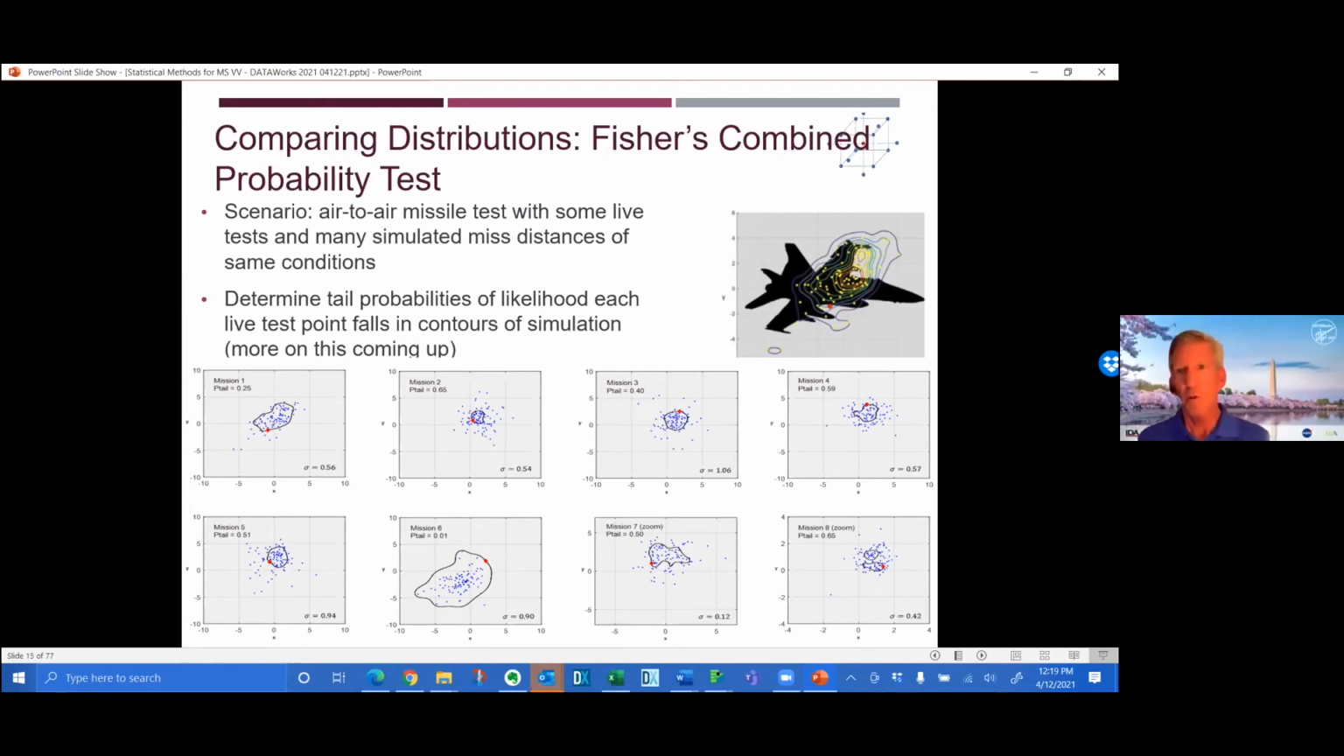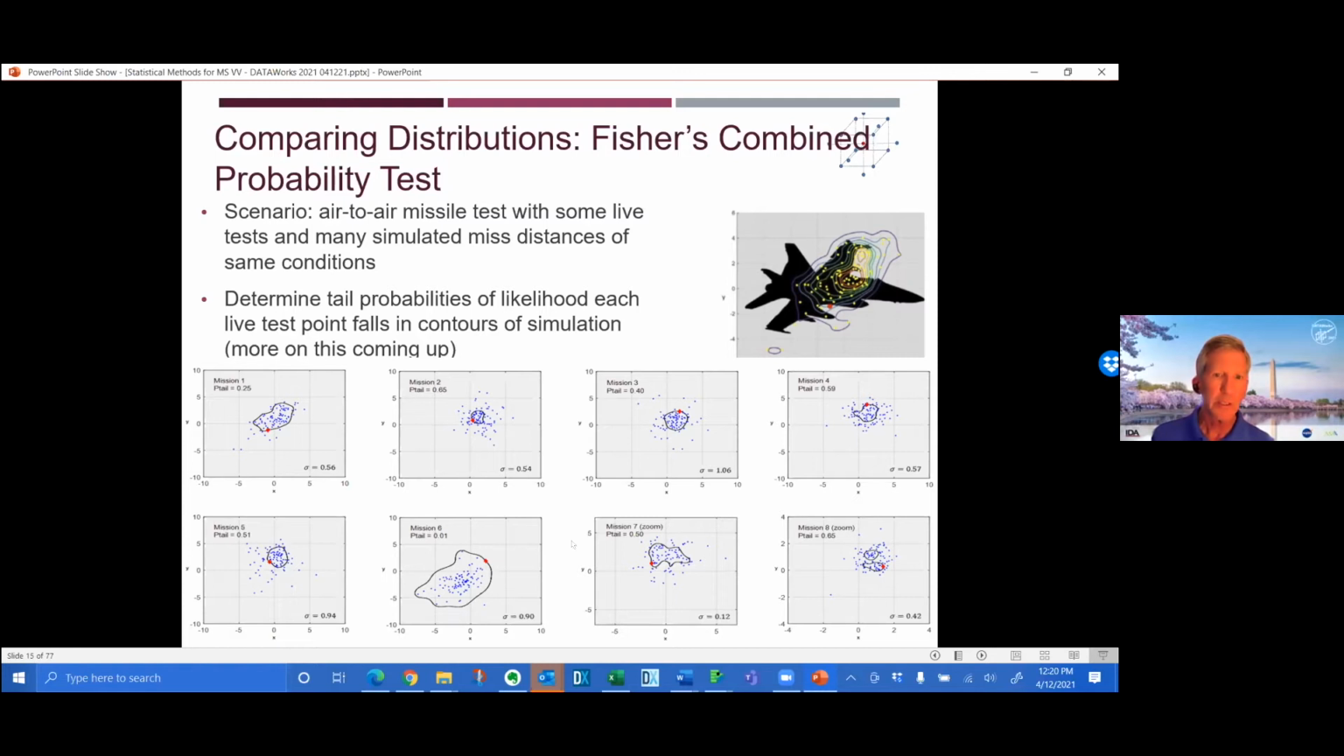What we've got there in terms of yellow dots is all the results that we got from modeling and simulation here, from Monte Carlo, different seeds, running the simulation a whole bunch of times, versus the red dot being the one result that we get from live testing. And we want to compare where that red dot lies relative to the density of all the simulated points.